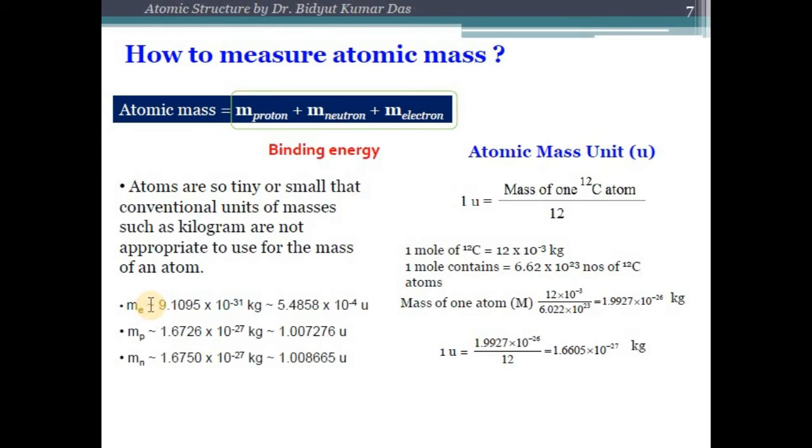Now if we represent the mass of the electron, proton and neutron in terms of atomic mass units, we will find that the mass of the electron is equal to 5.4858 times 10 to the power minus 4 U, whereas the mass of the proton is approximately 1.007 atomic mass unit, and the mass of the neutron is 1.0086 atomic mass unit, or U. So we can say that the mass of the neutron is a little bit greater than the mass of the proton, whereas the mass of the electron is much smaller compared to the proton and the neutron.